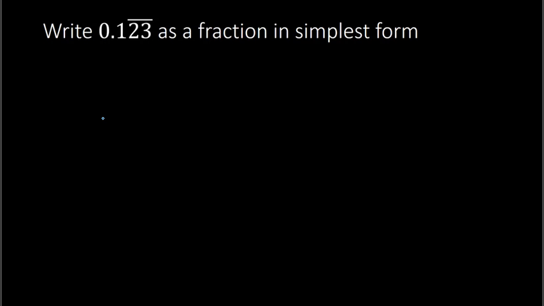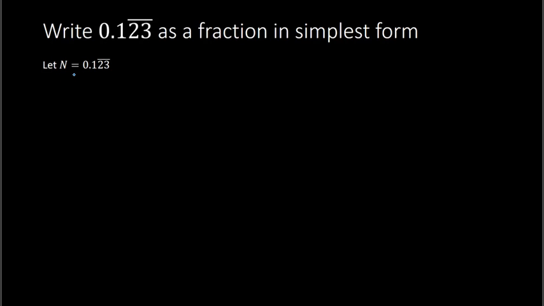Now, what if you had a repeating decimal and you were told to write this as a fraction? So there's a technique that you can use for repeating decimals. So the technique is as follows. You will let n equal your original decimal. So here we're going to let n equal 0.123 repeating. Alright, so n is our variable.